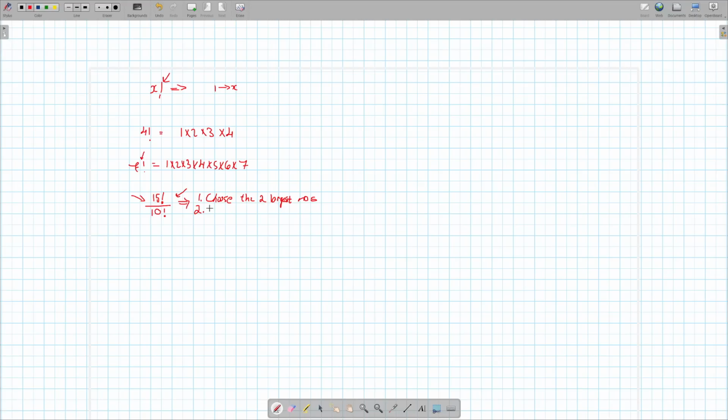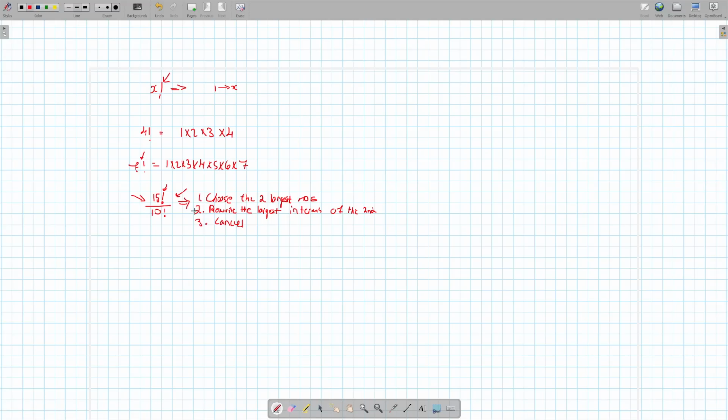After you choose the 2 largest numbers, you're gonna rewrite, or you could say expand, the largest number in terms of the second largest number. Okay, and then step 3, cancel. Let's apply the steps. 15 factorial over 10 factorial. My 2 largest numbers are 15 and 10. The second step is to rewrite the largest number in terms of the second.